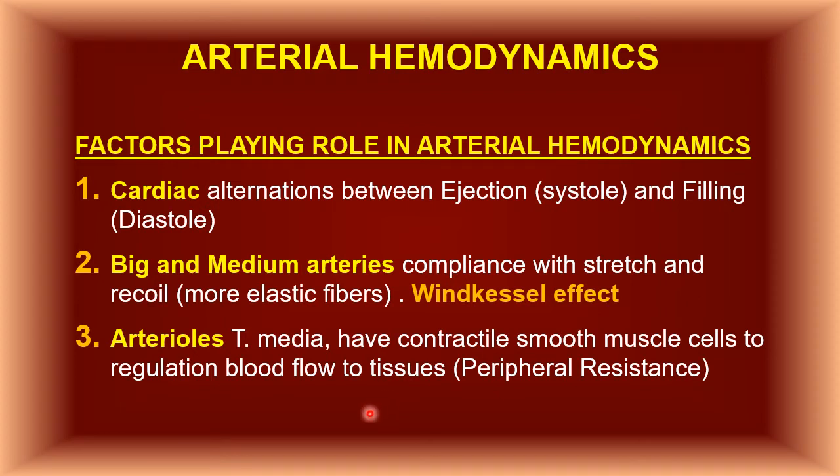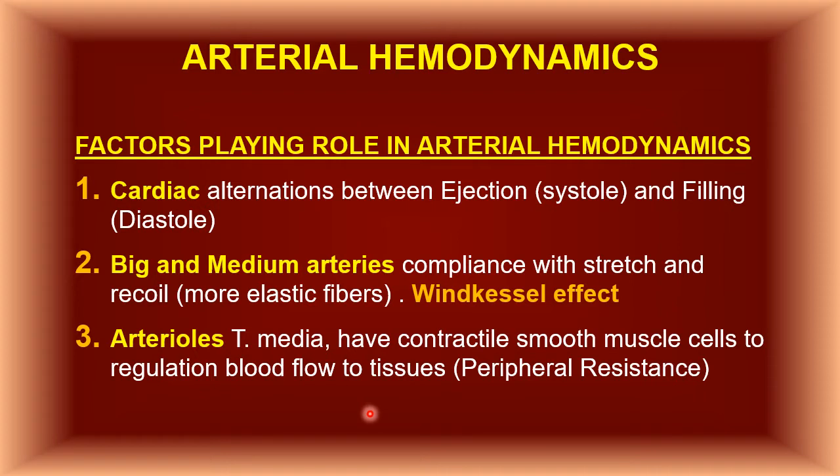And then the third factor is the presence of the arterioles. Arterioles, as we mentioned earlier, are the very terminal branches of the arterial tree, and they are very small. They are just before the capillaries. And what is the characteristic of these arterioles? They have the tunica media.